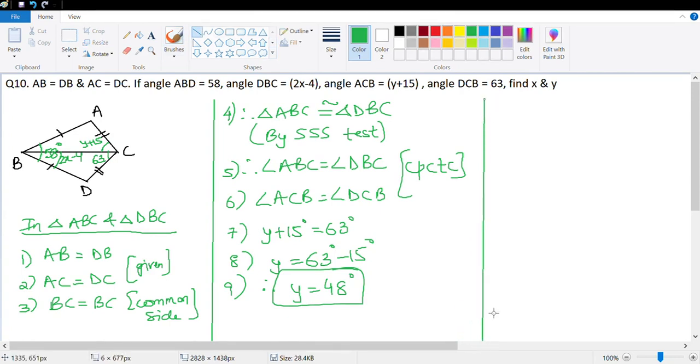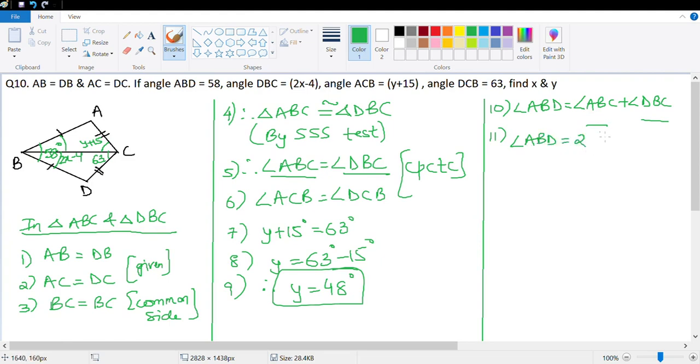Let's see what do we know about ABC and DBC. ABC is this small angle, DBC is this small angle. Okay, so let's write this down. Angle ABD would be equal to angle ABC plus angle DBC. So since these two angles are equal, which means angle ABD is equal to 2 times angle DBC, and this is given equal to 58 degree.